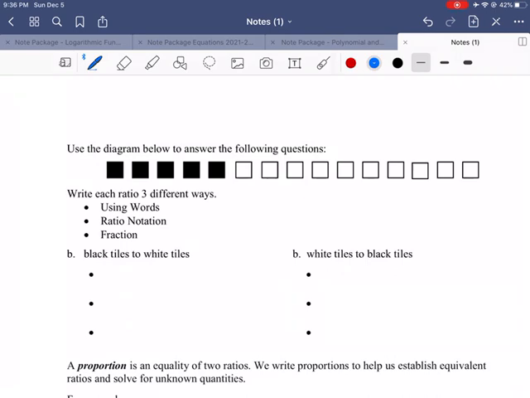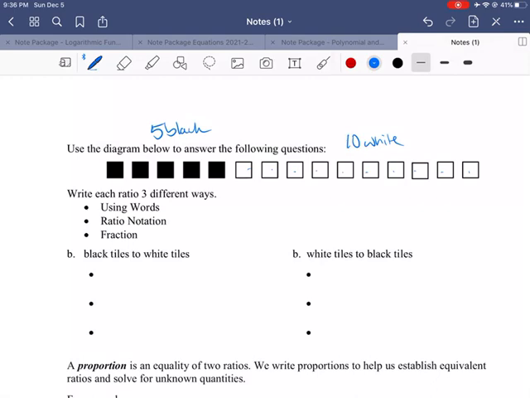So here's another example. So pause the video, write down what you think it's going to be, and then click play and see if you're correct. So just looking at what we got here, it looks like we've got 5 black squares, and 1, 2, 3, 4, 5, 6, 7, 8, 9, 10. 10 white.